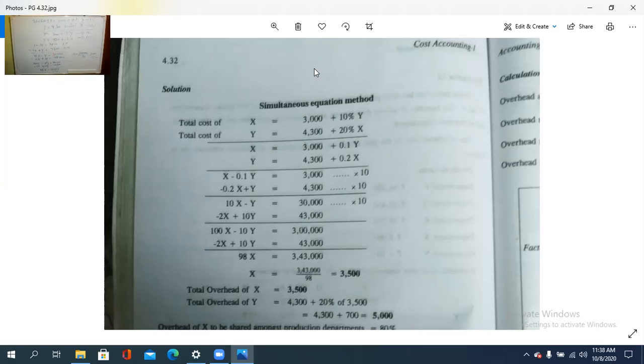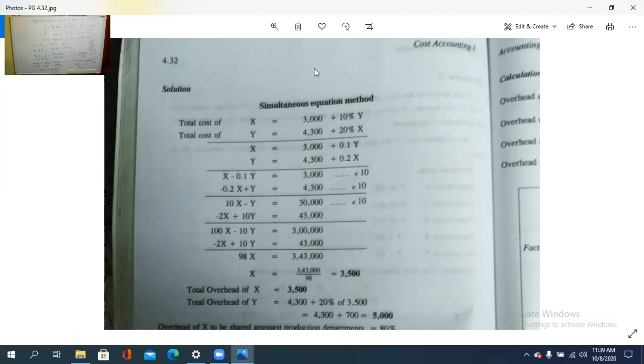Then we are putting it in Y. So Y is equal to 4,300 plus 3,500 into 20 by 100. The zeros cancel, so 4,300 plus 35 into 20, which is 700. So it is 5,000. So X is 3,500 and Y is 5,000. These two values we received, isn't it?